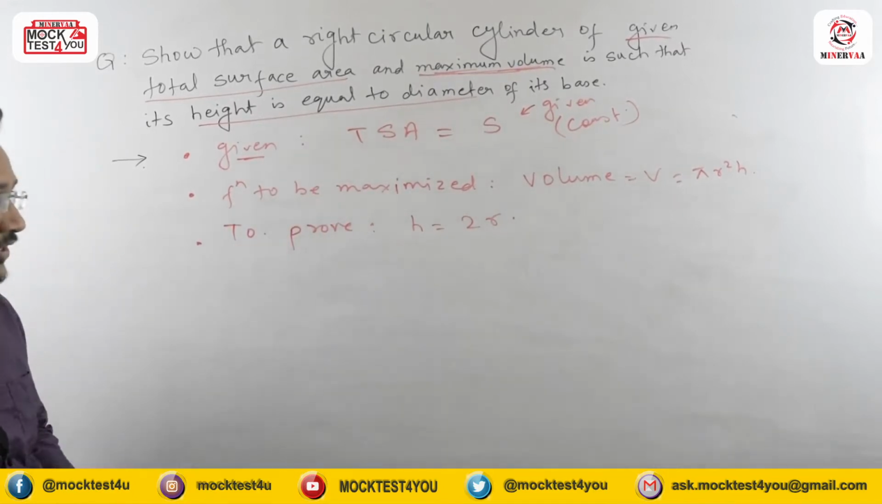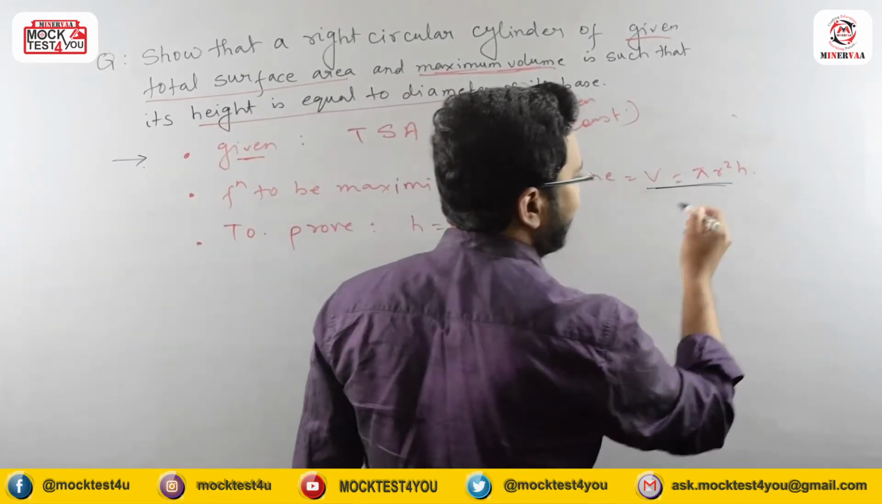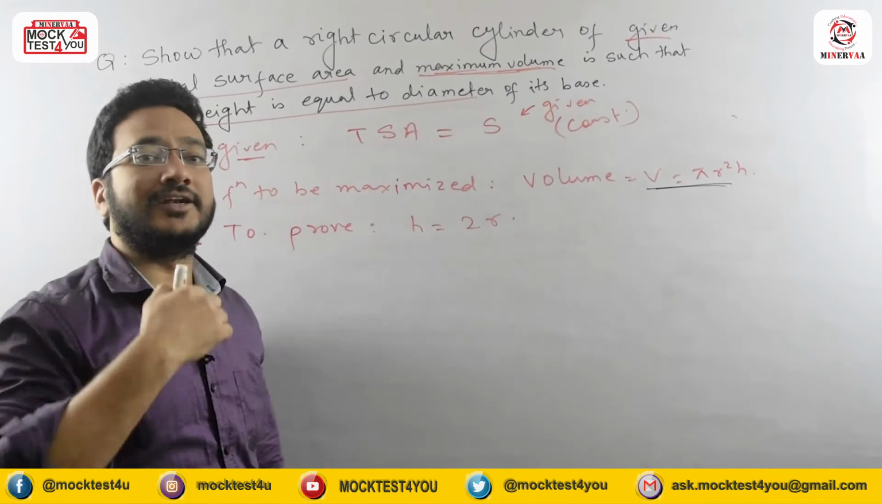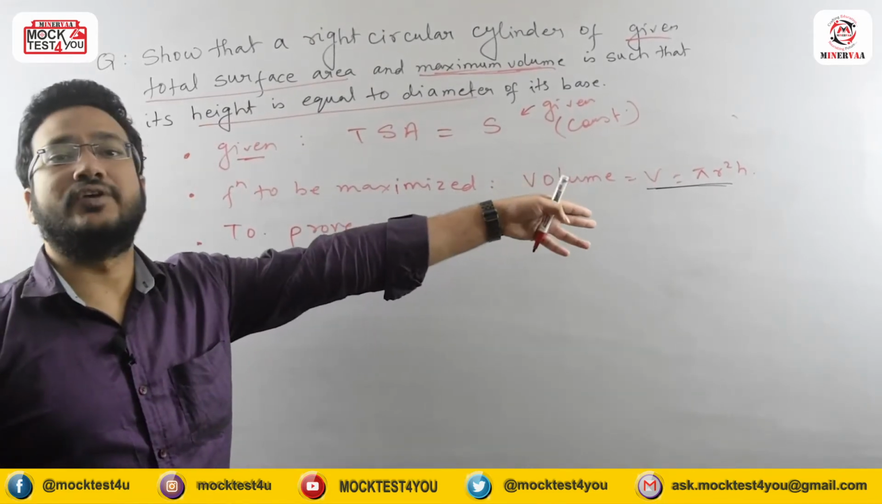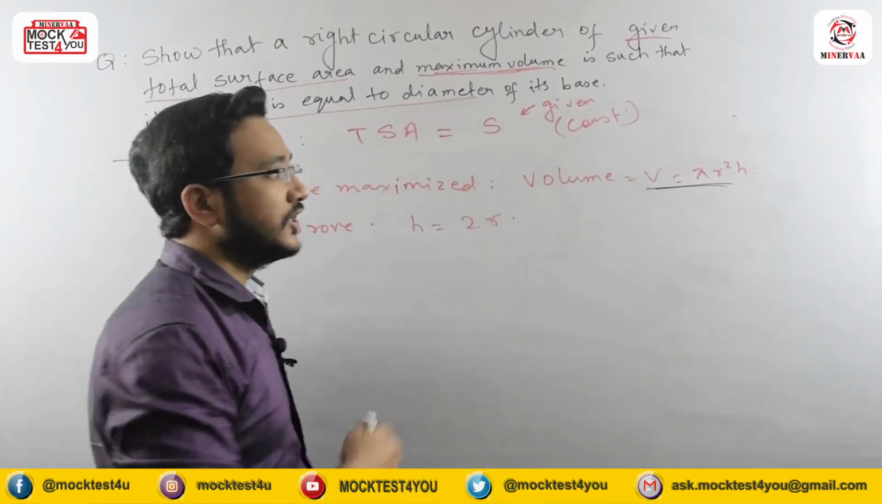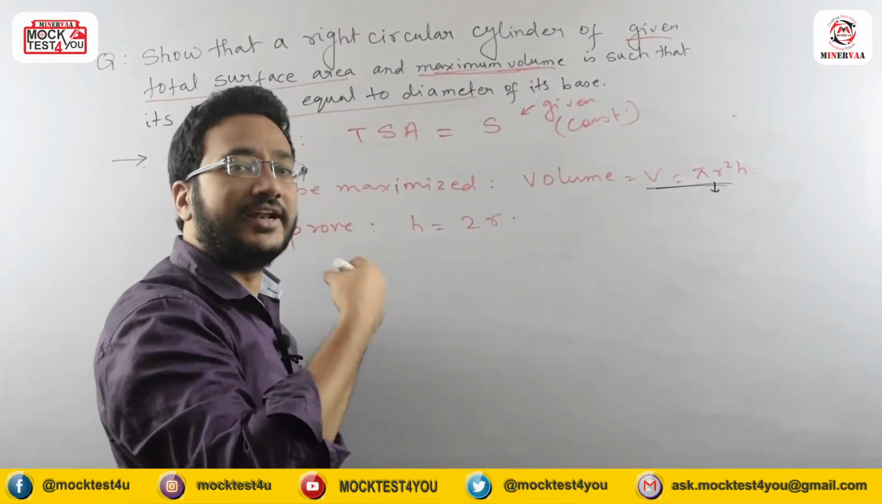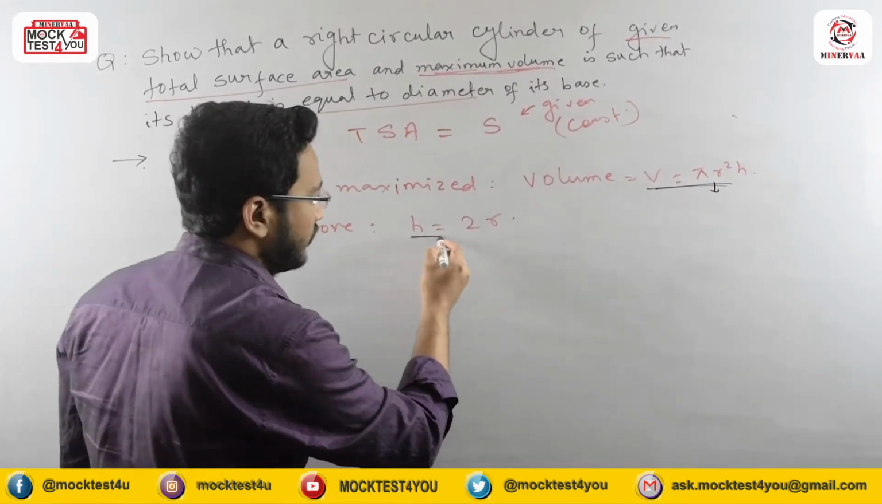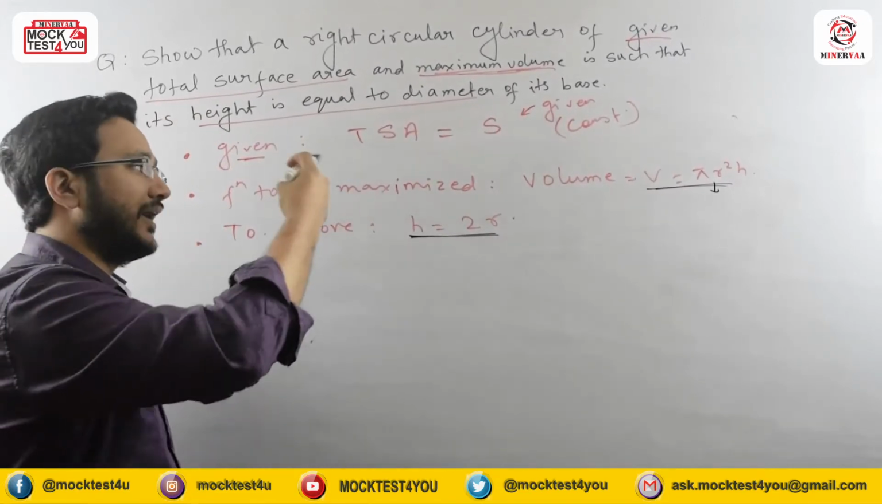Now if you can see, this is the function to be maximized, and mostly it will be present in more than 1 variable. As you can see, 2 variables are present, both r and h. Now we have to convert this into a single variable, either in h or in r. And what you have to prove? h is equal to 2r you have to prove. That means you need to find h here.